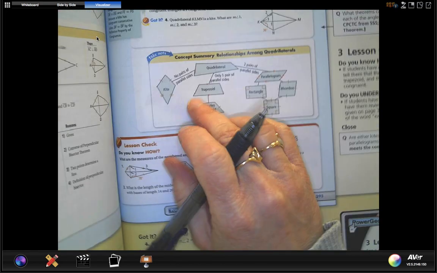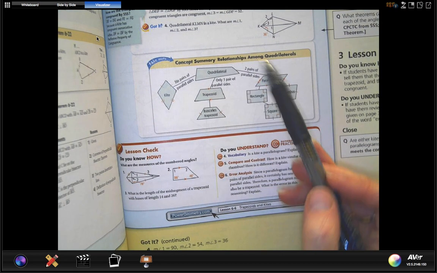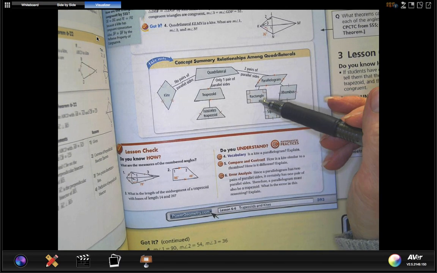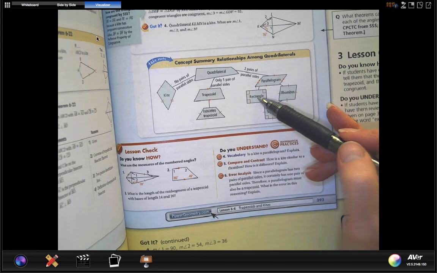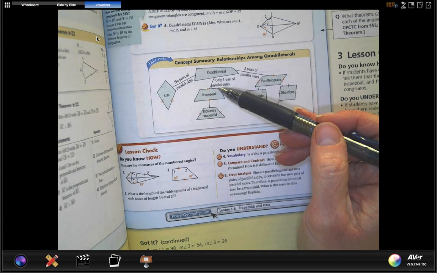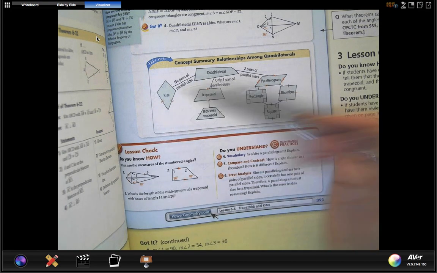So just thinking about the different types of quadrilaterals that you learned. If you have 2 pairs of parallel sides, then it's considered a parallelogram. And under the parallelogram, we can classify things. So you can classify a rectangle, a rhombus, a square. If you have 1 pair of parallel sides, it's a trapezoid or isosceles trapezoid. If you have no pairs of parallel sides, it's a kite.